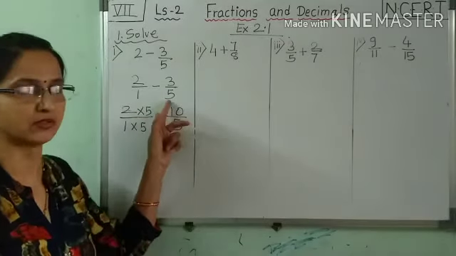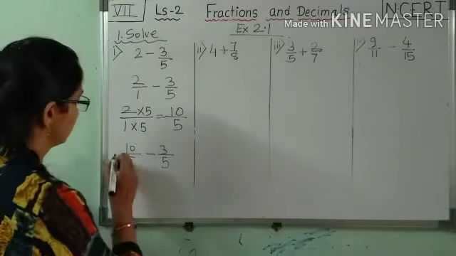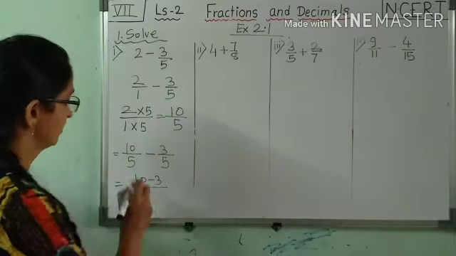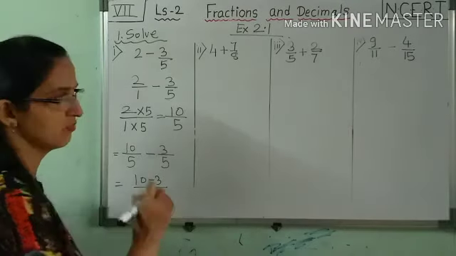So the fraction is 10 by 5. Now here 5 is already there, so no need to change it. Now in place of 2, take this 10 upon 5, minus sign and 3 upon 5. Now both are like fractions. It is now easy to subtract. Here we have to write the denominator only once. So 10 minus 3 is 7 upon 5. So our answer is 7 upon 5. Is that clear?